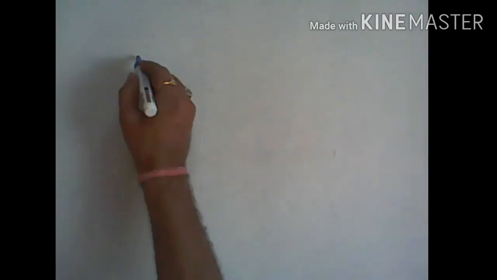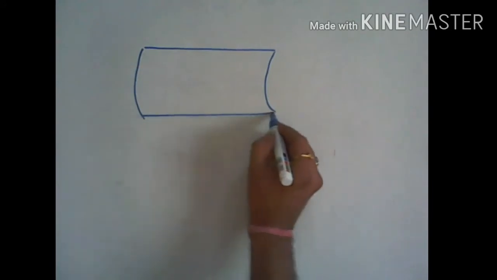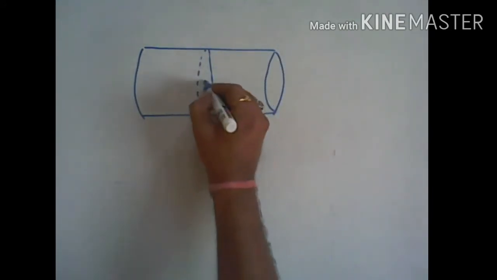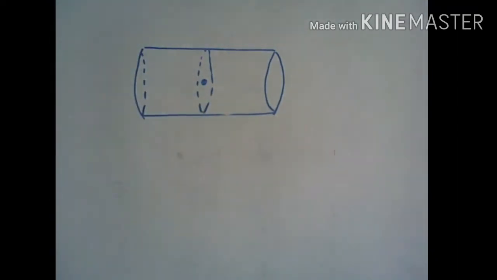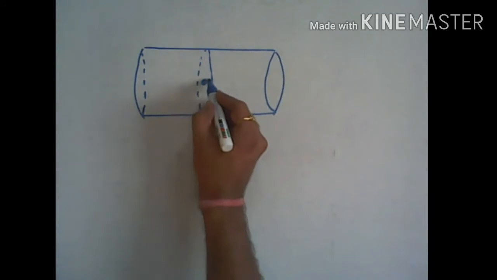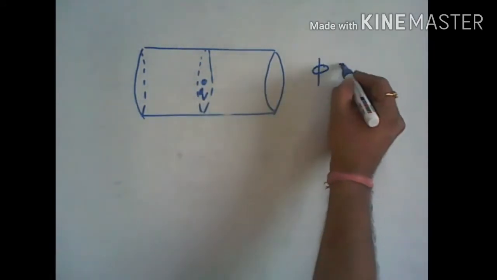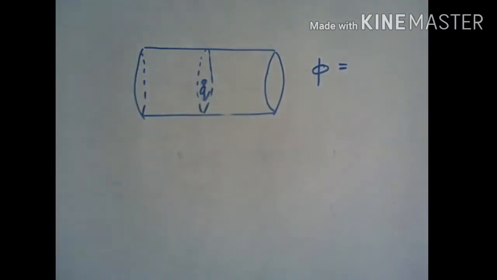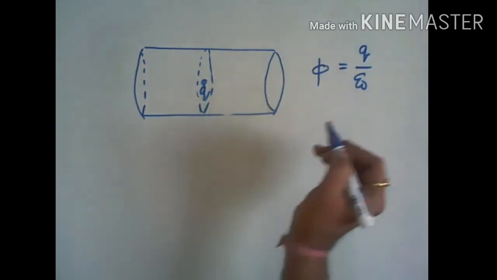Okay, we have seen for the cylinder. If the cylindrical surface is something like this and the charge is placed somewhere here, this is Q. So flux in this case, according to Gauss's theorem, with the charge Q exactly at the center, will be 1 by epsilon naught times Q. It will be Q by epsilon naught.